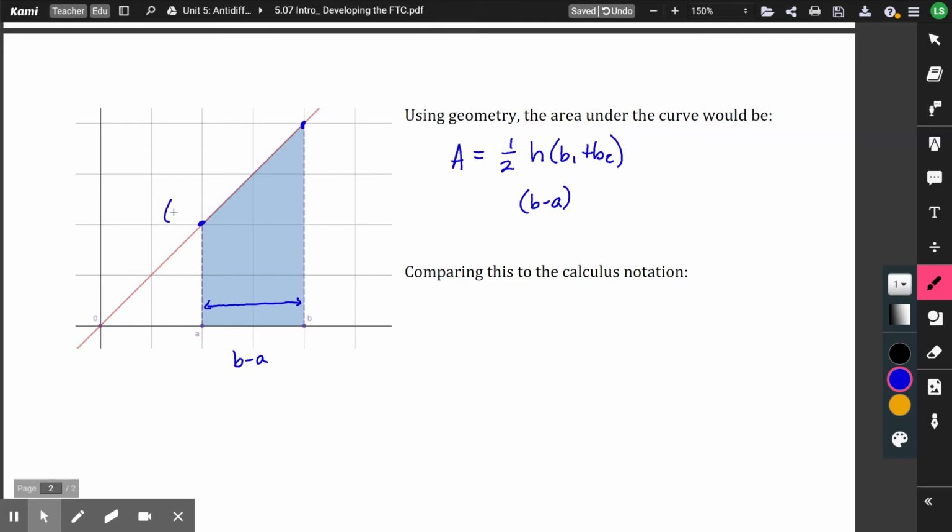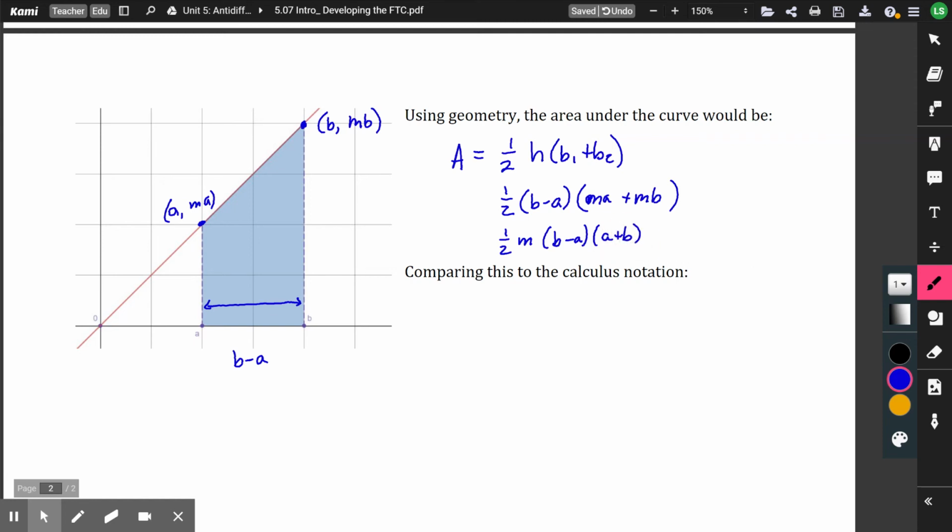So this point right here is a comma m times a. This point up here is b comma m times b. So our base 1 and base 2 values will be m times a and m times b. Now we're going to use a little bit of algebra here just to make this a little bit more simple. I'm going to factor the m out with that 1/2. So we get 1/2 m, we get b minus a, and a plus b.